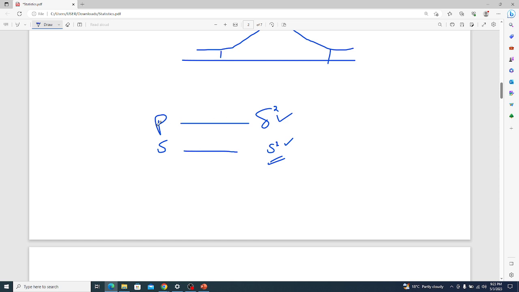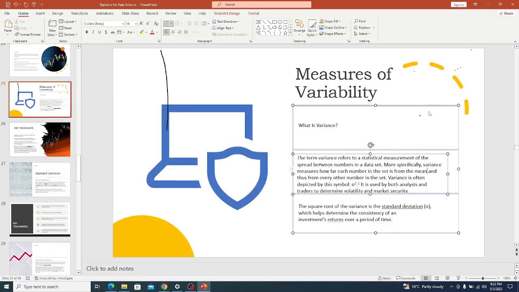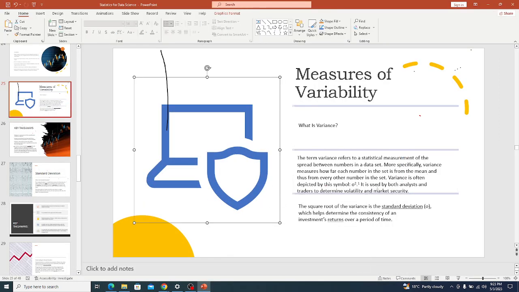For the population, the standard deviation will now be sigma, and this will be s. That is because we do a square root of each for us to get the standard deviation. Okay, good.